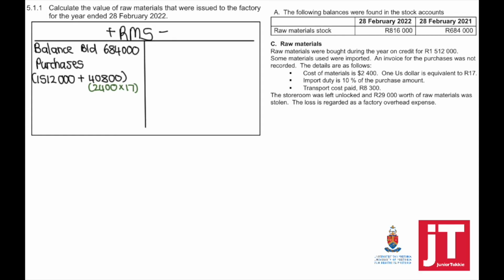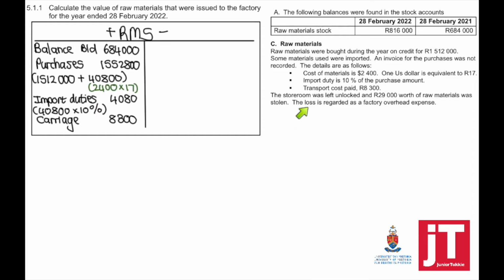But now your step number 1 is to find out what is the value in rands. This is why we take $2,400 and we have to times it by 17. That equals the total purchase in rands. 10% of that is for import duties, which means we have to take 40,800 times 10%. And then the transport cost, which is your carriage, must be added.